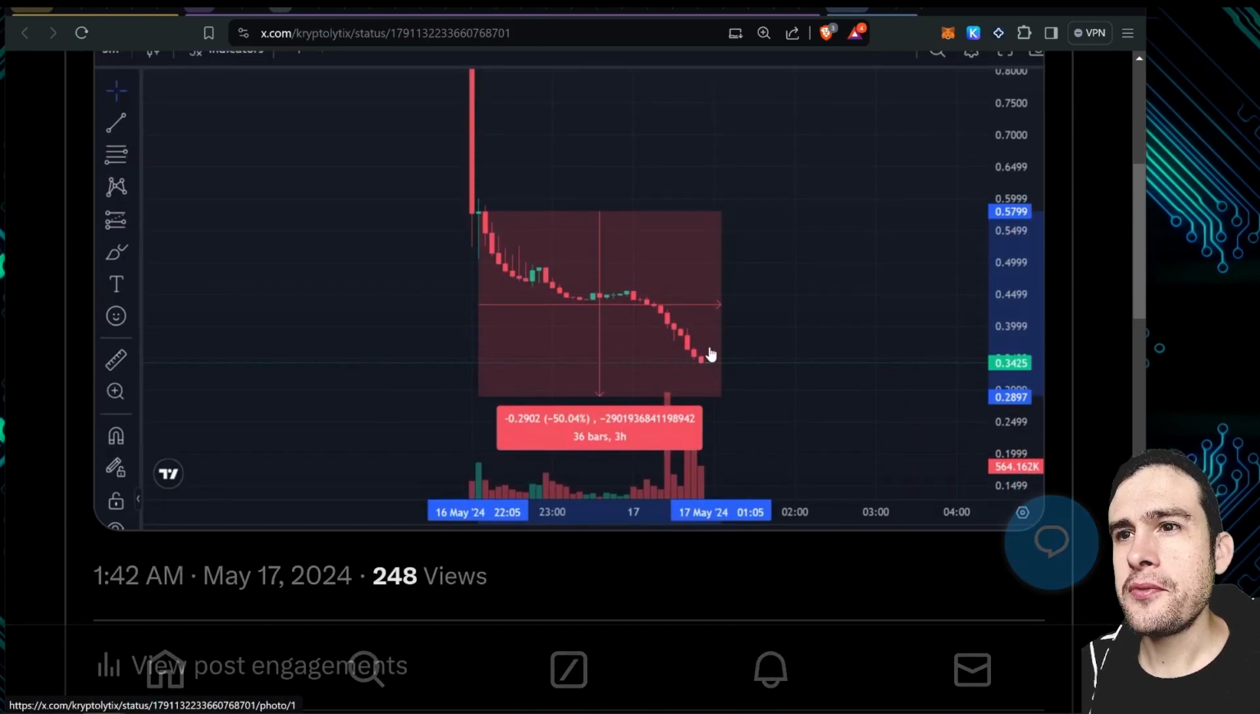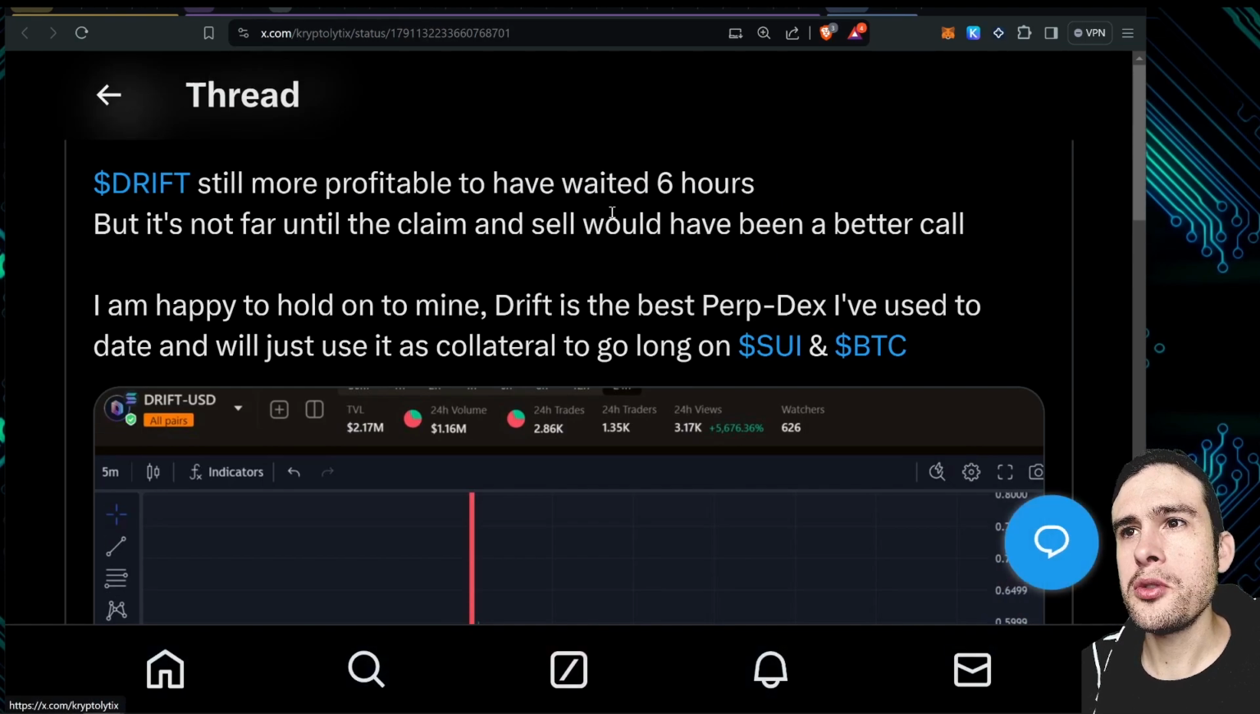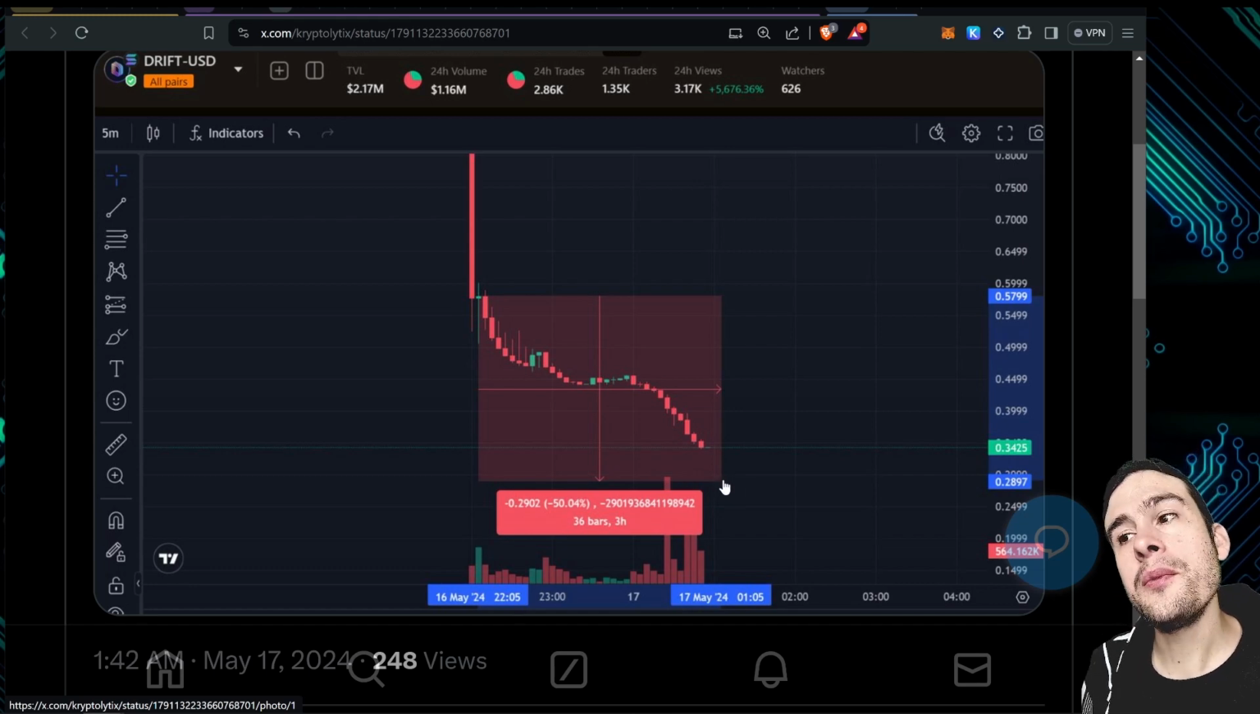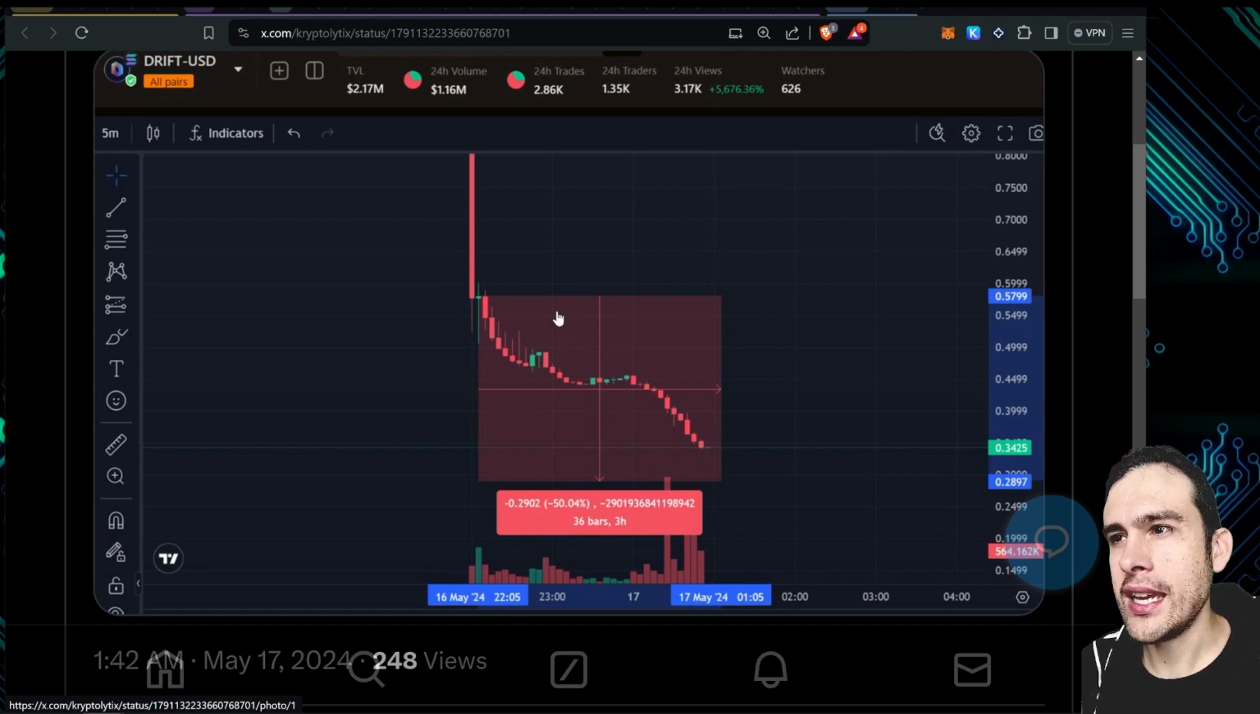But at the time of this post, I said that it's still more profitable to have waited the 6 hours, but it's not far until the claim and sell strategy would have been a better call. That is, claiming straight away half of your allocation, and selling it. Price would have had to go down 50% in order for that to be more profitable. Well, price is now below that level. So anyone who did this has actually now made more money than anyone who waited, if you were able to claim immediately, which I didn't, I waited the 6 hours. So anyone who claimed like here, they're still, I would say, worse off for claiming and selling than if they just waited.